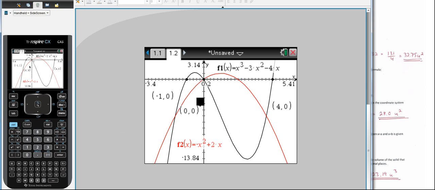Now we see that we have one area here, where this function f1 is the upper function, and this one f2 of x is the lower function. Here we have another area to the right, where f2 of x is the upper function, f1 of x is the lower function.